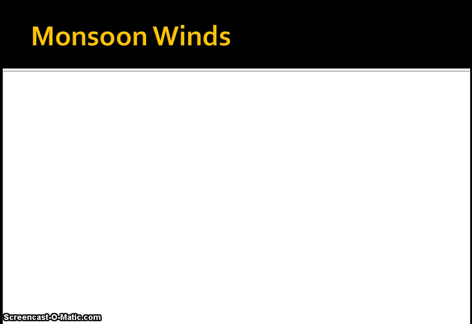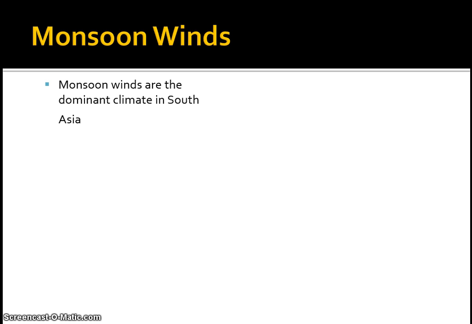Now, let's talk about monsoon winds. What are monsoon winds? They are winds that change with climate every 6 months. Monsoon winds are the dominant climate in South Asia. These are winds that blow from Africa to India and then 6 months later completely reverse and blow from India to Africa. So in the winter, the winds have shifted and they are blowing from India to Africa, which brings drought-like weather, not a lot of rain.